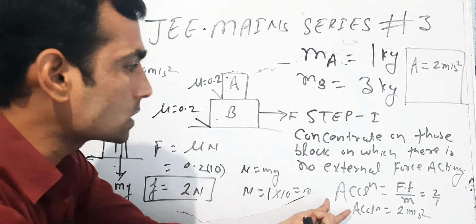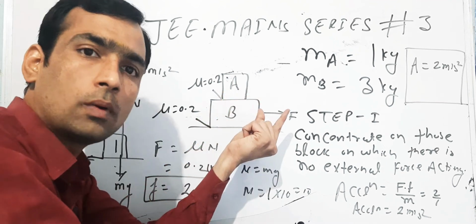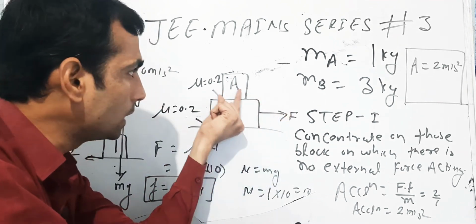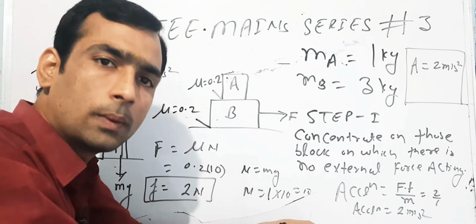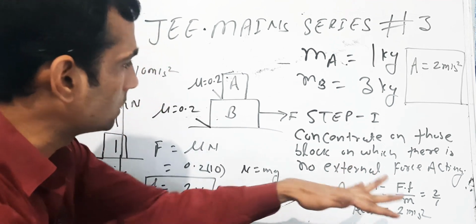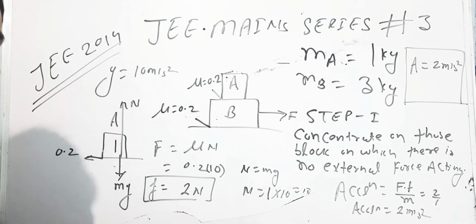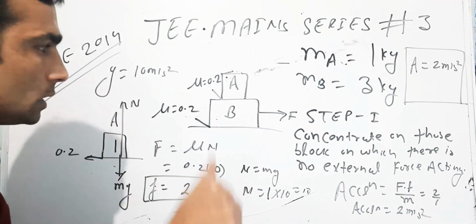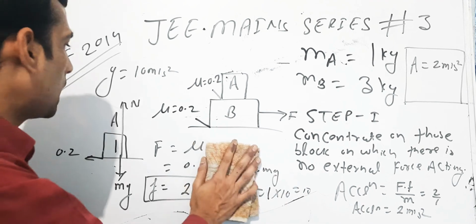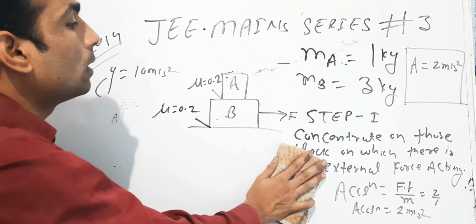Finally I have to find the acceleration of the system, because this is responsible for driving the system. So you can say A equals force upon mass, which is 2 meter per second square. So take a screenshot, students. Step 1 is completed for this part of the question. Done. So next I am going to do step number 2.